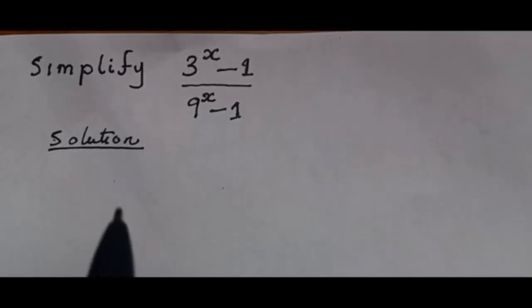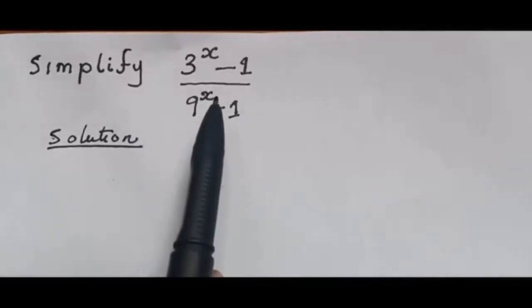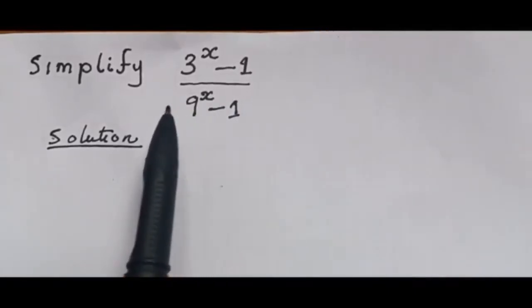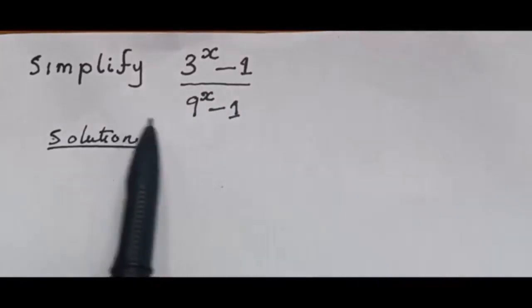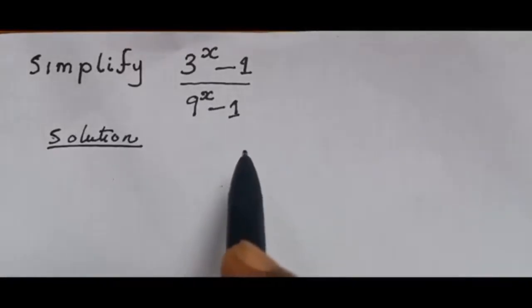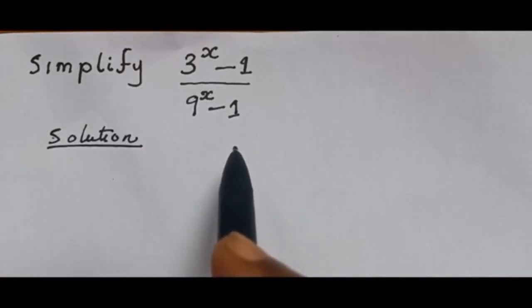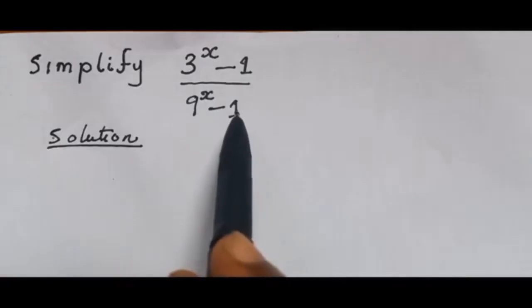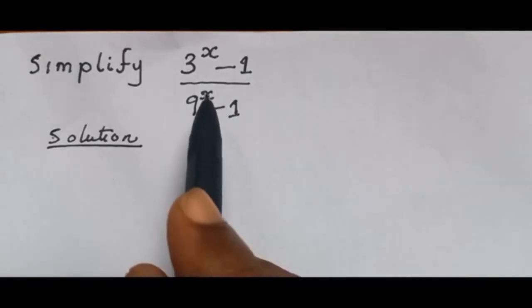With me here is an exponential expression. Here we are told to simplify it. In order to simplify this exponential expression, first of all, let us express the denominator in the form of the difference of two squares.